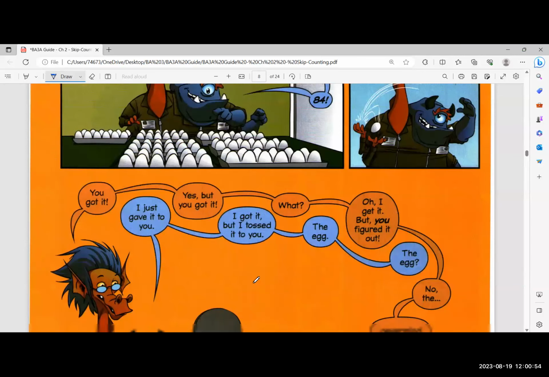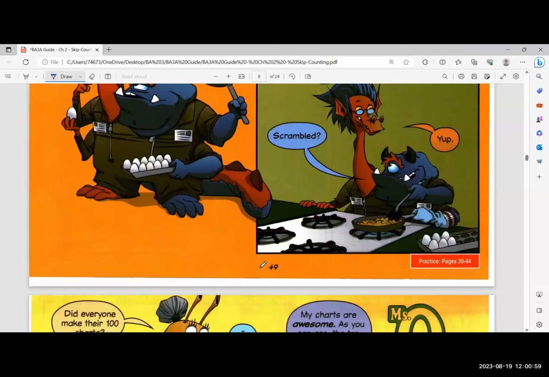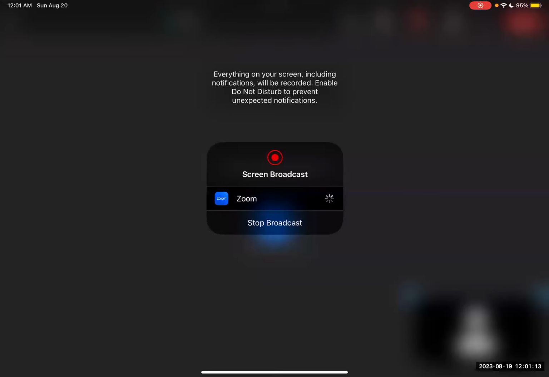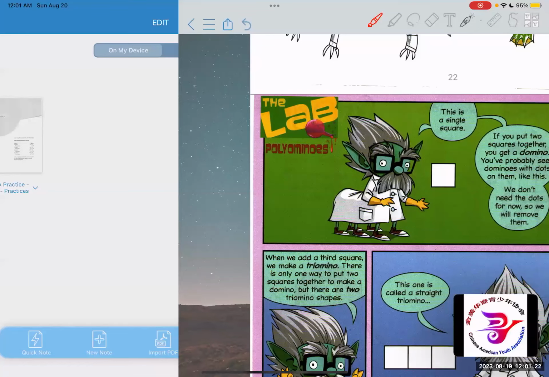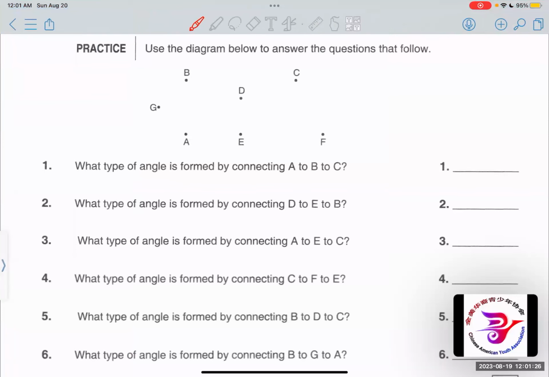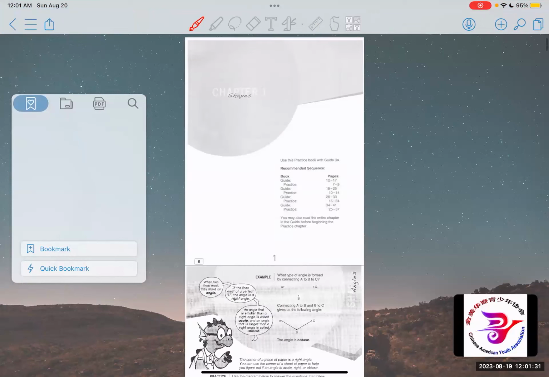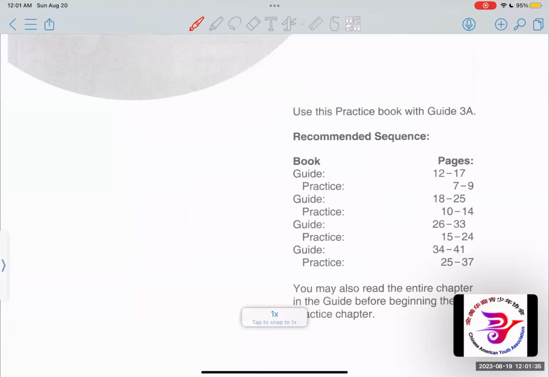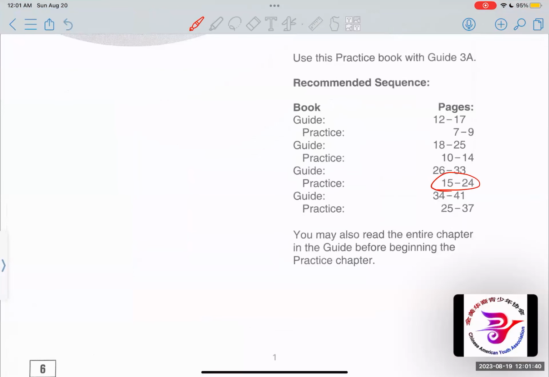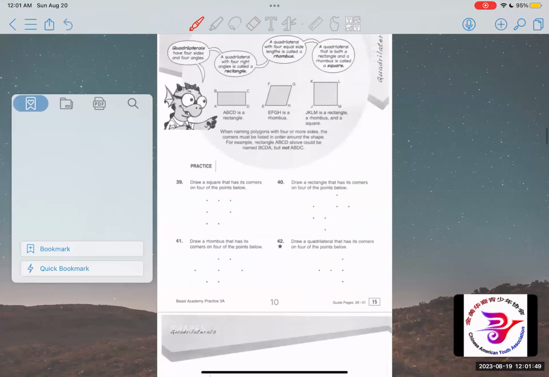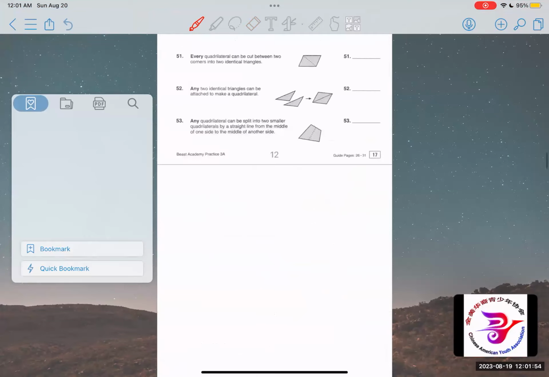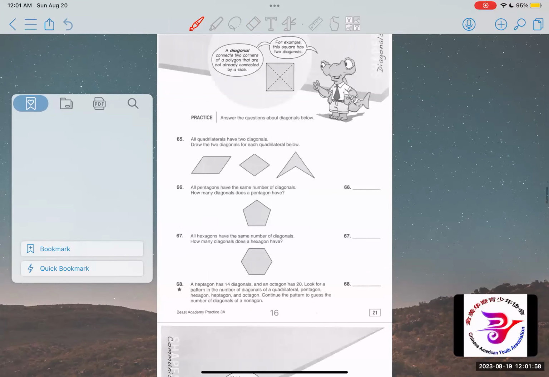And then, well, that's it. So now let's look at our homework for today. So we will only do the homework from chapter one. And I will show you guys what homework I will give you. So do we all have access to the practice book? Yes. So the homework tonight will be pages 15 to 24. All questions from pages 15 to 24. Okay. So starting from page 15, all the way to page 24. Okay, it looks like a lot, but it's not.